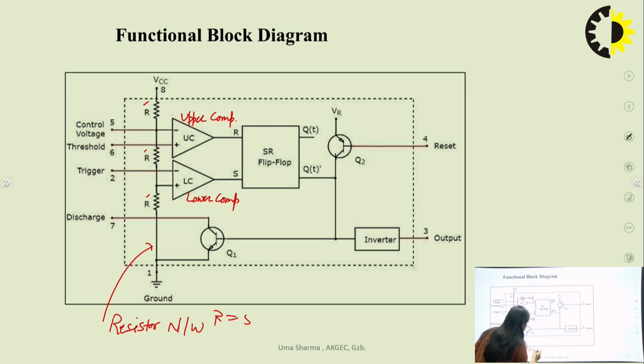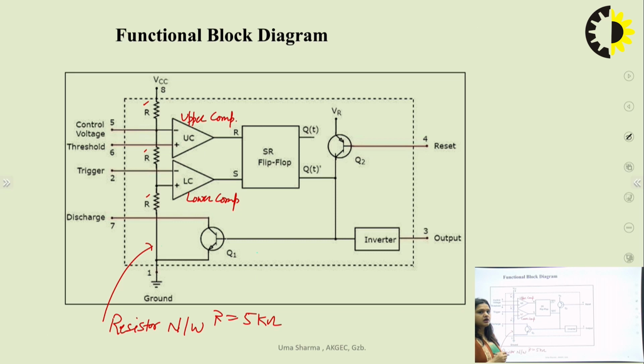Sometimes it is said that the name of the IC is due to the 5 kilo ohm resistors, these three 5 kilo ohm resistors, 5, 5 and 5. So this resistor network is used to generate a fixed reference for the upper comparator and the lower comparator.